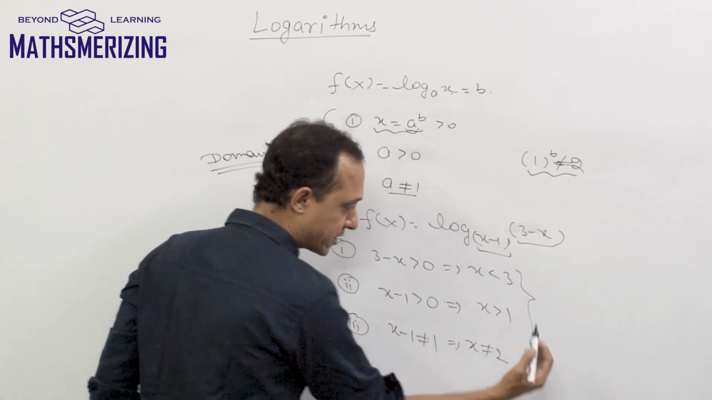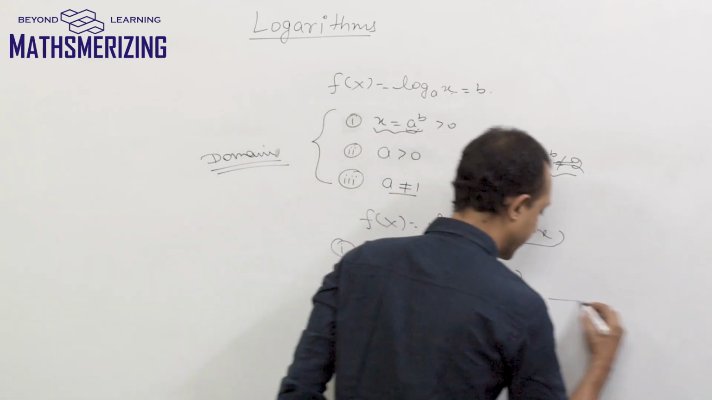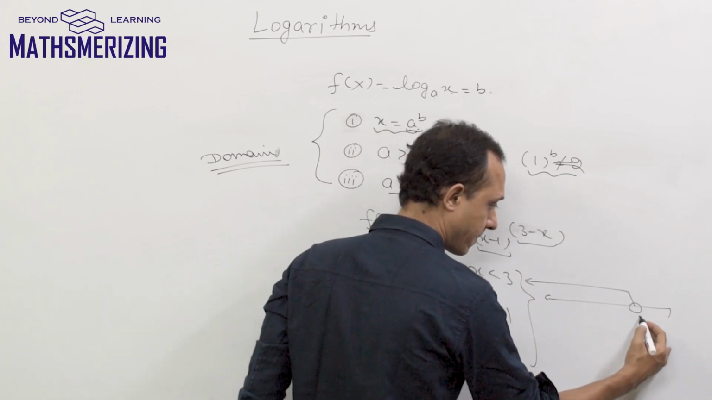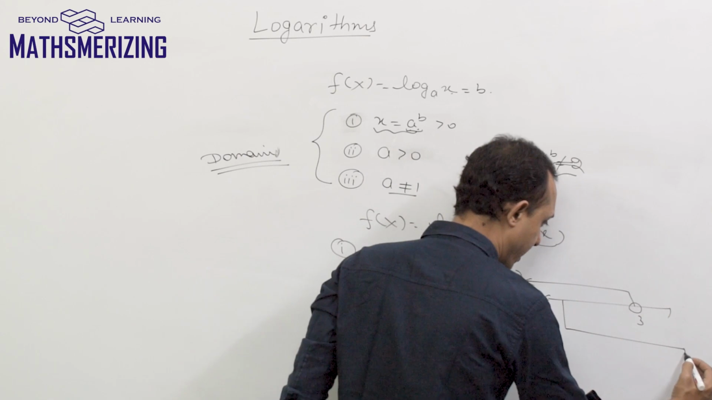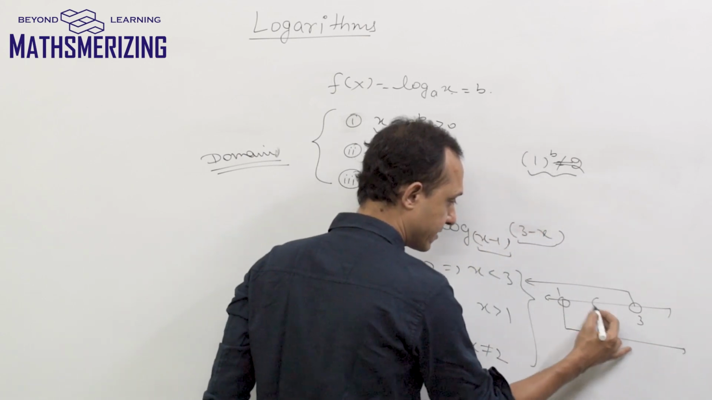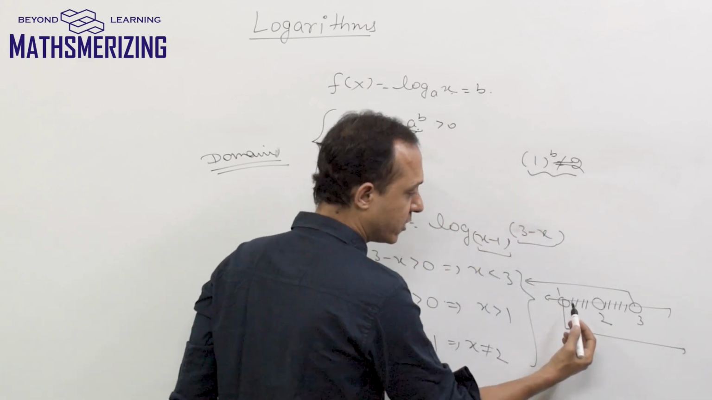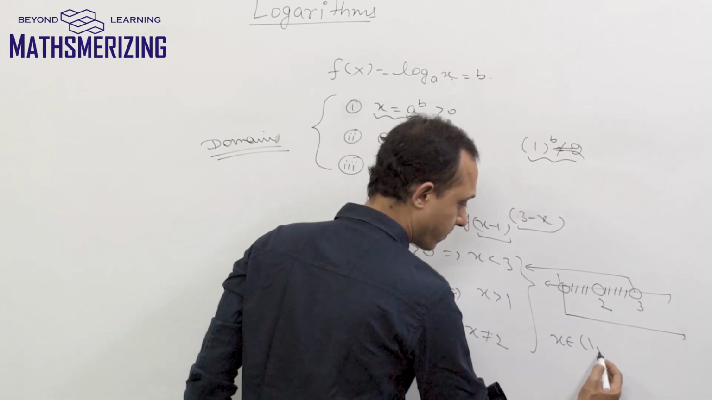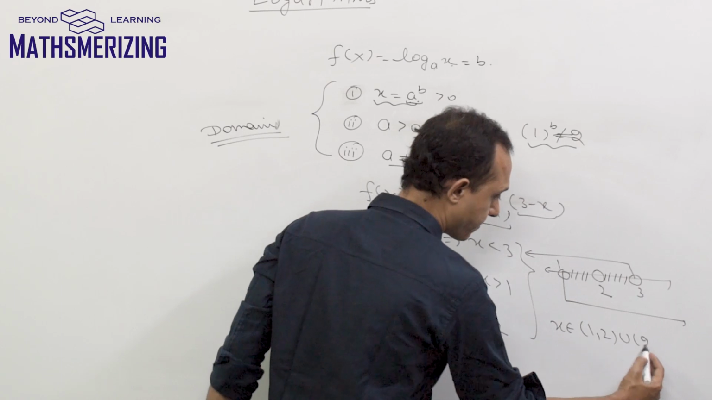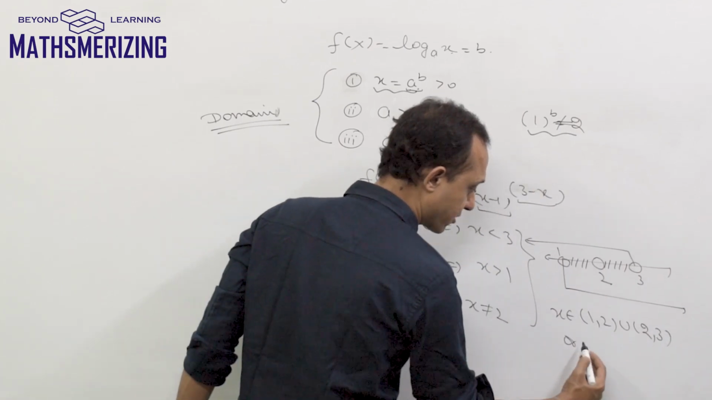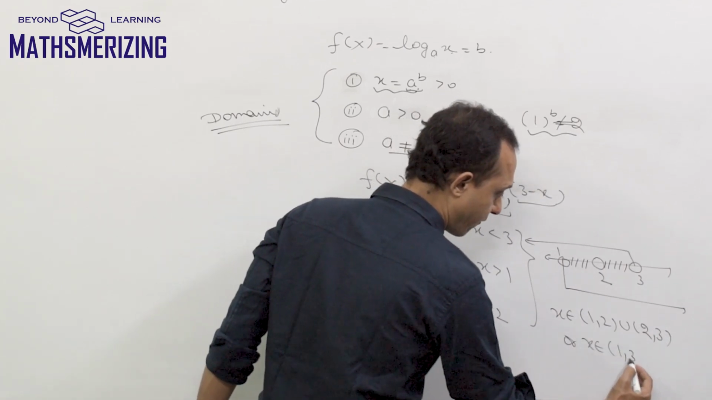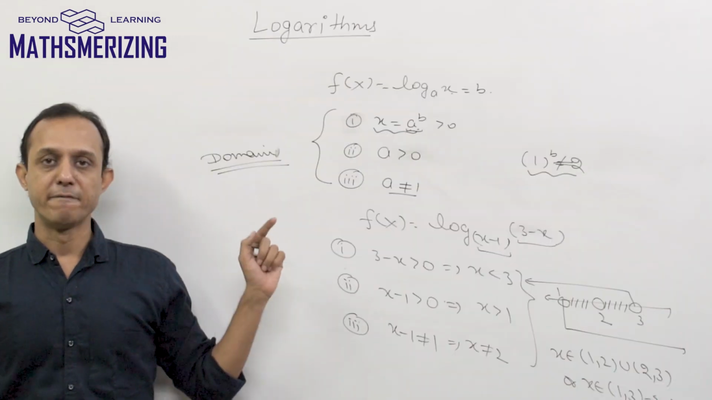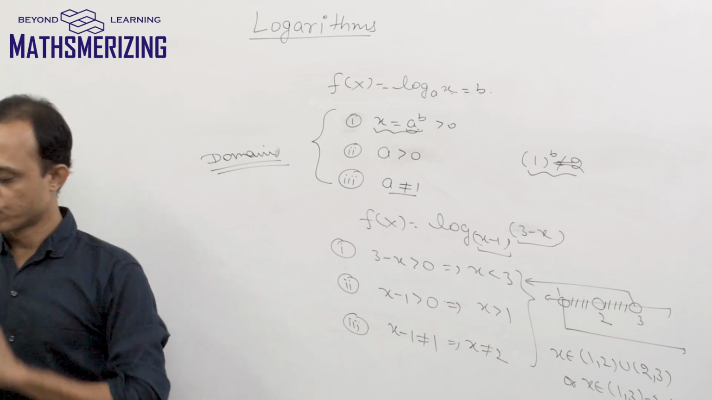So if I take the intersection of these three conditions, the result I'll get is x should be less than 3, x should be greater than 1, and x should not be equal to 2. So the values which are common to all three conditions are x belongs to 1 to 2 union 2 to 3. Or I can also write it as x belongs to from 1 to 3 except 2. So this is how we can define the domain of logarithmic functions.